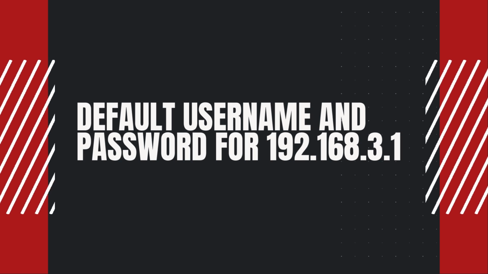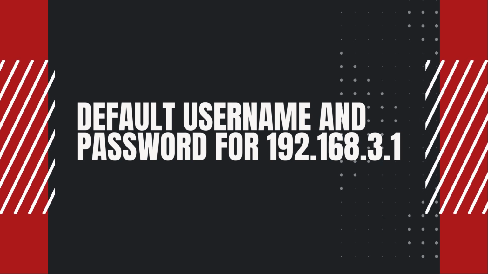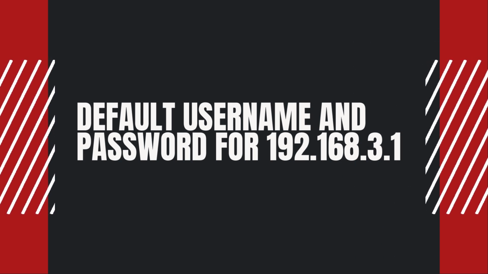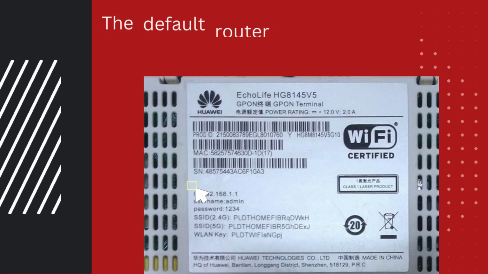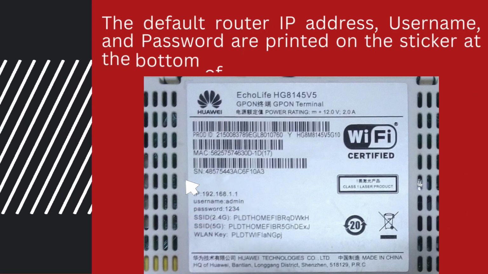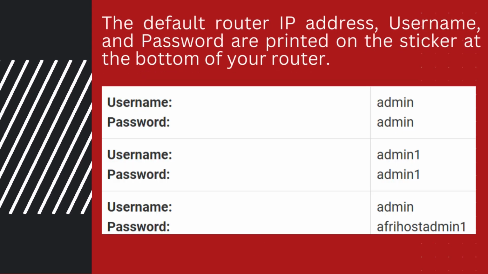Default username and password for 192.168.3.1. The default router IP address, username, and password are printed on the sticker at the bottom of your router.